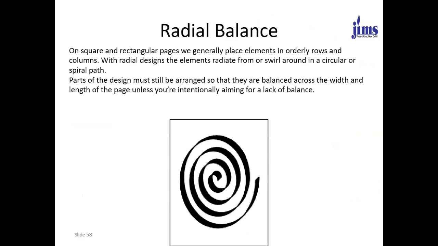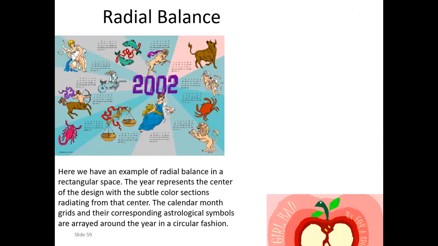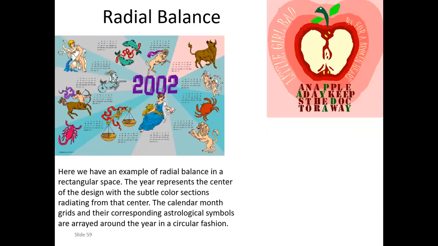Next comes radial balance. As the name suggests, the elements radiate from a center, swirling around in a circular or spiral path. Another example of radial balance that you could see.